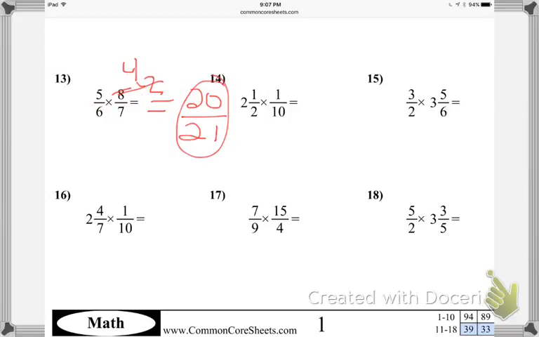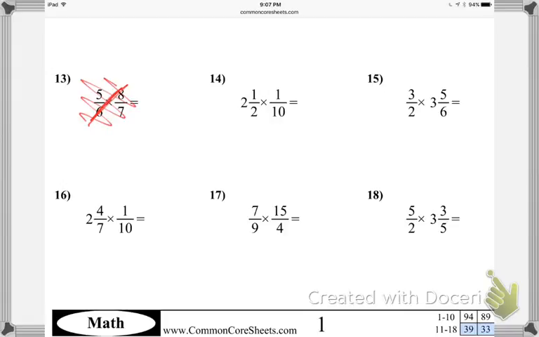I'm going to erase that. So once again, you have two options. You can cross-cancel. It must be done diagonally in either direction. And basically cross-canceling is taking the two numbers diagonally and canceling them out or simplifying them before you actually multiply across.